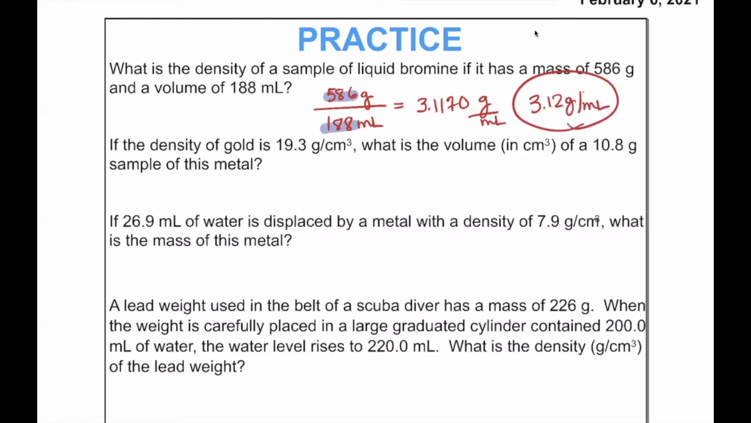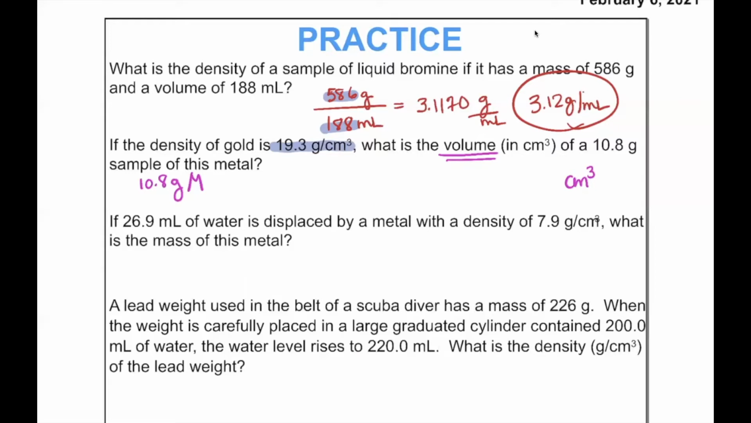If the density of gold is 19.3 grams per cubic centimeter, what is the volume in cubic centimeters of a 10.8 gram sample of metal? So if we go back to dimensional analysis, we think about what are we given, and we are given 10.8 grams of the metal, and we want to solve for the volume. So we want to solve for cubic centimeters. And we have a conversion factor that is 19.3 grams per cubic centimeter.